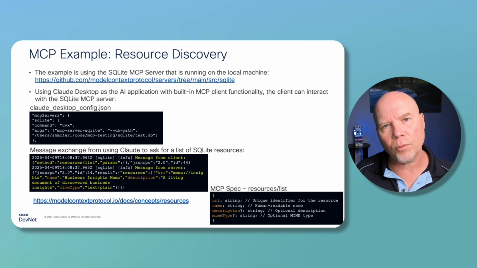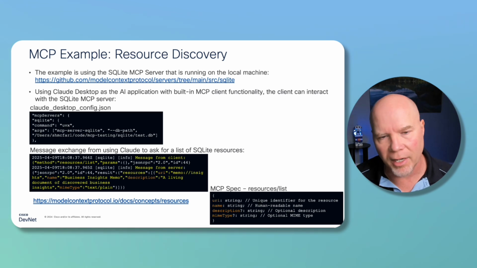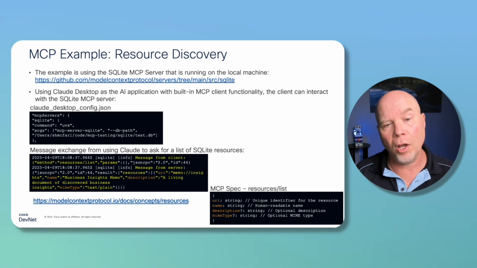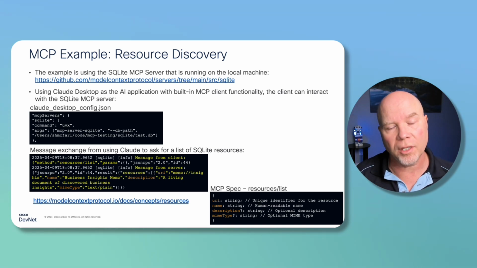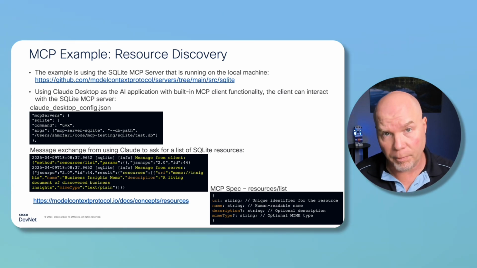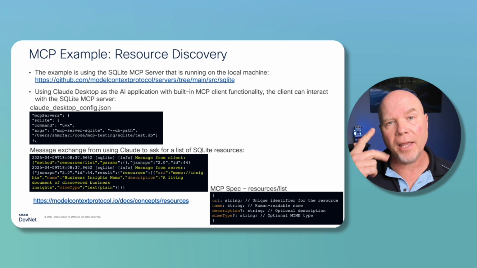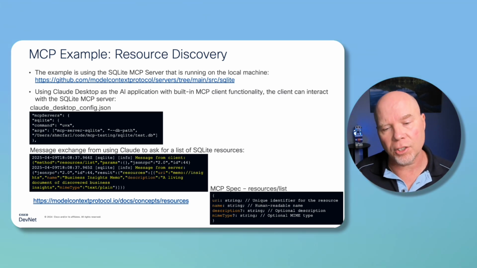Then when I interact with Claude and ask, hey, I need to know what the capabilities are of SQLite, or give me a list of databases, whatever it is, Claude will do a message exchange with the MCP server. And we can see here, the method is resource list. The server responds with the list of resources that it has in a very specific and specified way. The URI, the name, and then optionally the description and MIME type are in there as well.